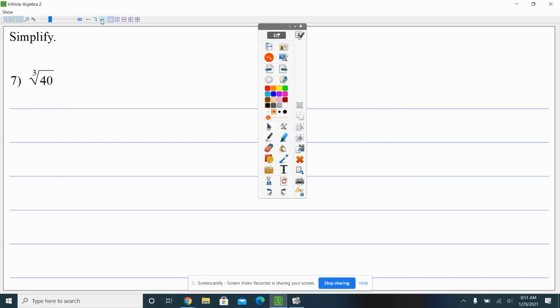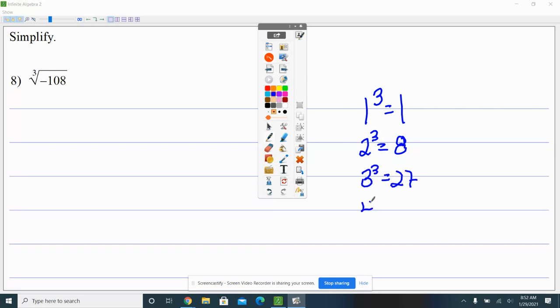Okay, I'm trying to get you to some variables here. I think we get the idea here. Yes, negatives are okay with cube roots because 3 negatives makes a negative still. So it does work. 3 to the third is 27. 4 to the third is 64. And if I take 108 divided by 2, that's 54. 108 divided by 8 maybe?